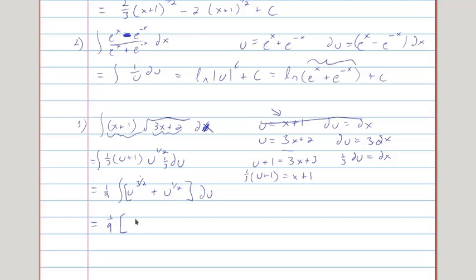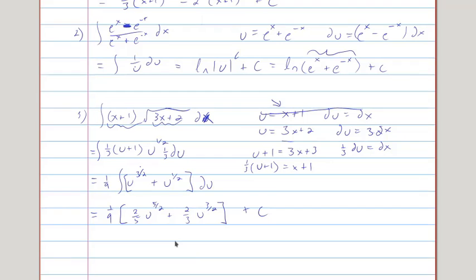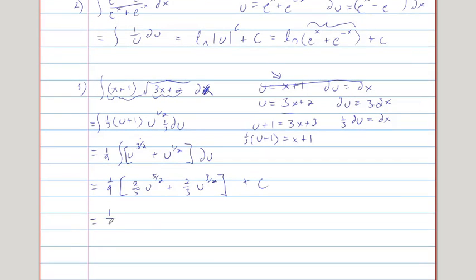I'm going to have 2/5 u to the 5/2 plus 2/3 u to the 3/2 plus c. And then finally, let me just back sub in, but I'm going to leave it that way. Not worry about the simplification, because I think we've done enough. 2/5 times 3x plus 2, which is what I substituted, to the 5/2, and then same thing over here, but with the 3/2, 3x plus 2 to the 3/2. And as always, don't forget the plus c.